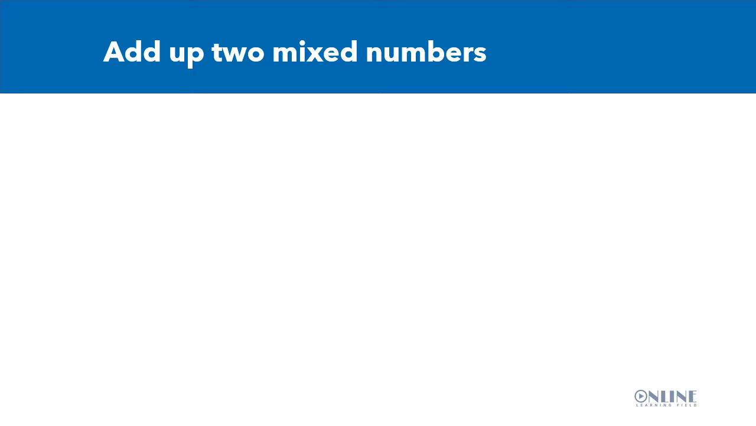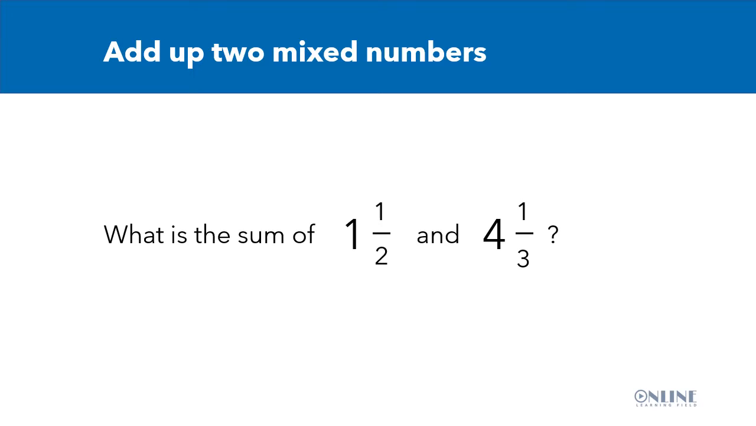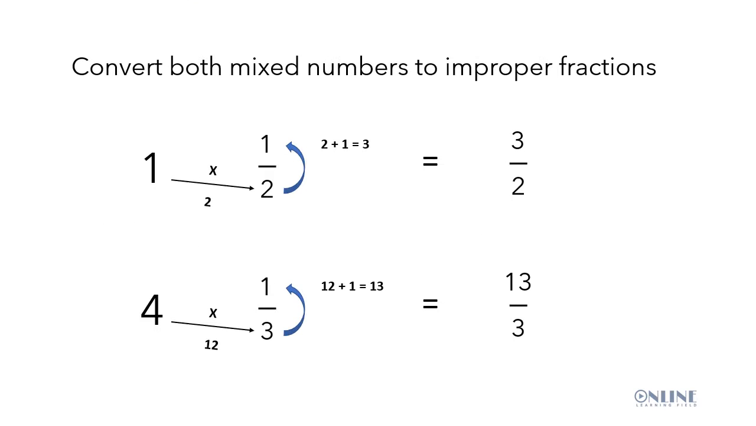Now, we're going to learn how to add up two mixed numbers. In this example, we are required to calculate the sum of 1 1/2 and 4 1/3. The first thing to do is to convert both mixed numbers to improper fractions. Using the same conversion method we used in other examples, 1 1/2 becomes 3/2, while 4 1/3 becomes 13/3.